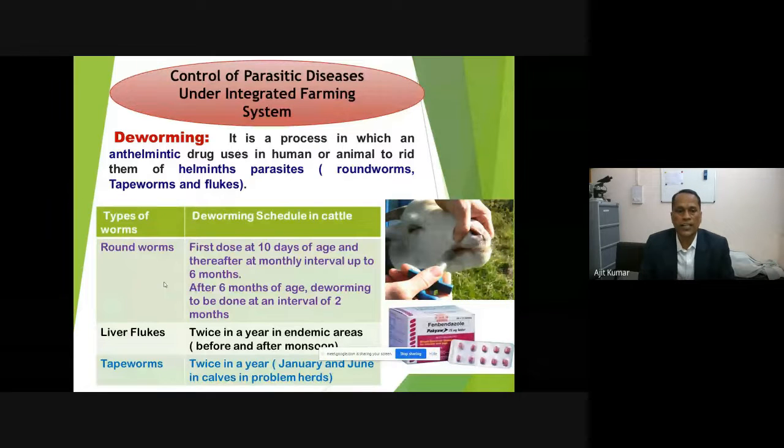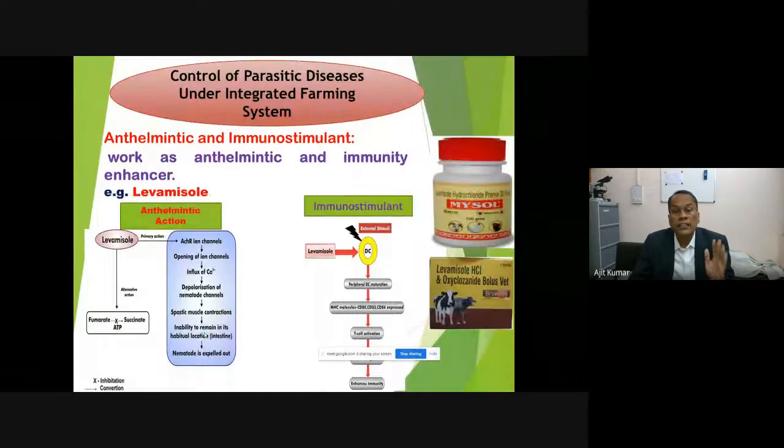nematodes, cestodes, and trematodes. Liver fluke infection commonly occurs during the rainy season because it requires an intermediate host to complete its life cycle, that is the snail. The snail is the intermediate host for Fasciola, which is commonly known as liver fluke. So anthelmintics are used before the monsoon season to prevent liver fluke infection in livestock.